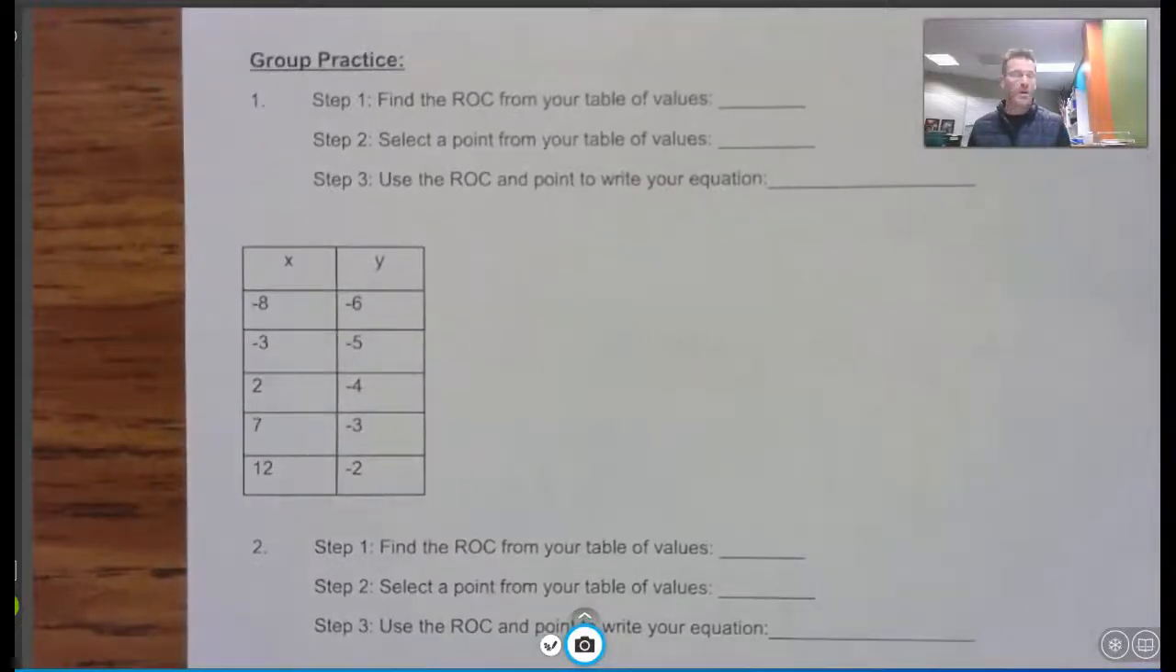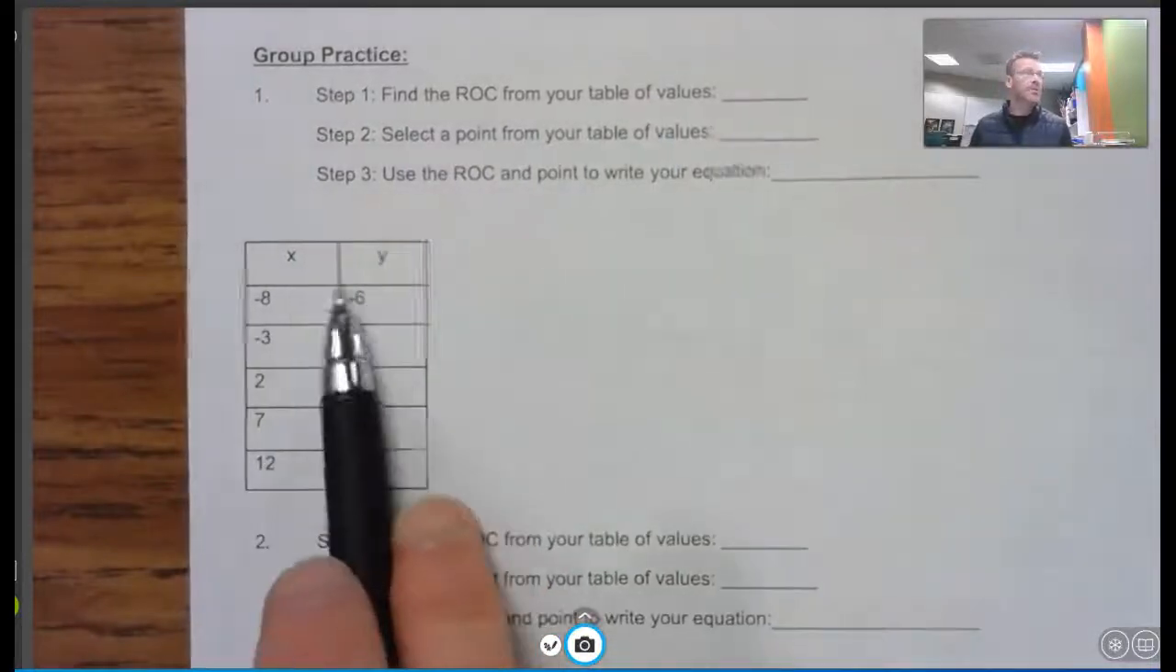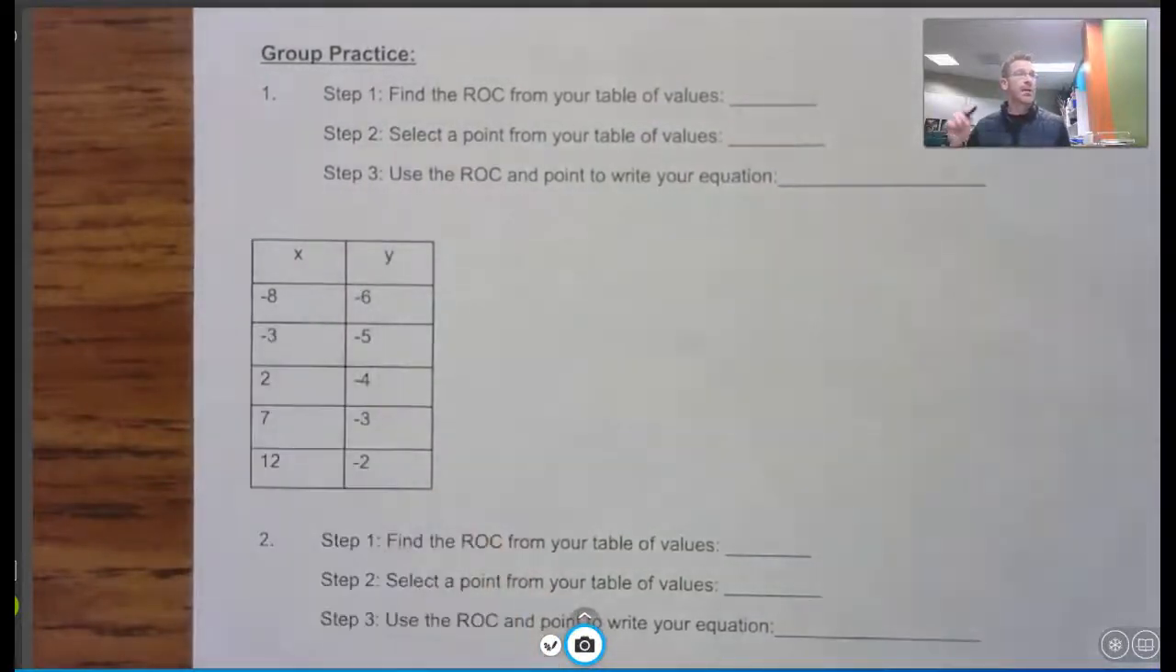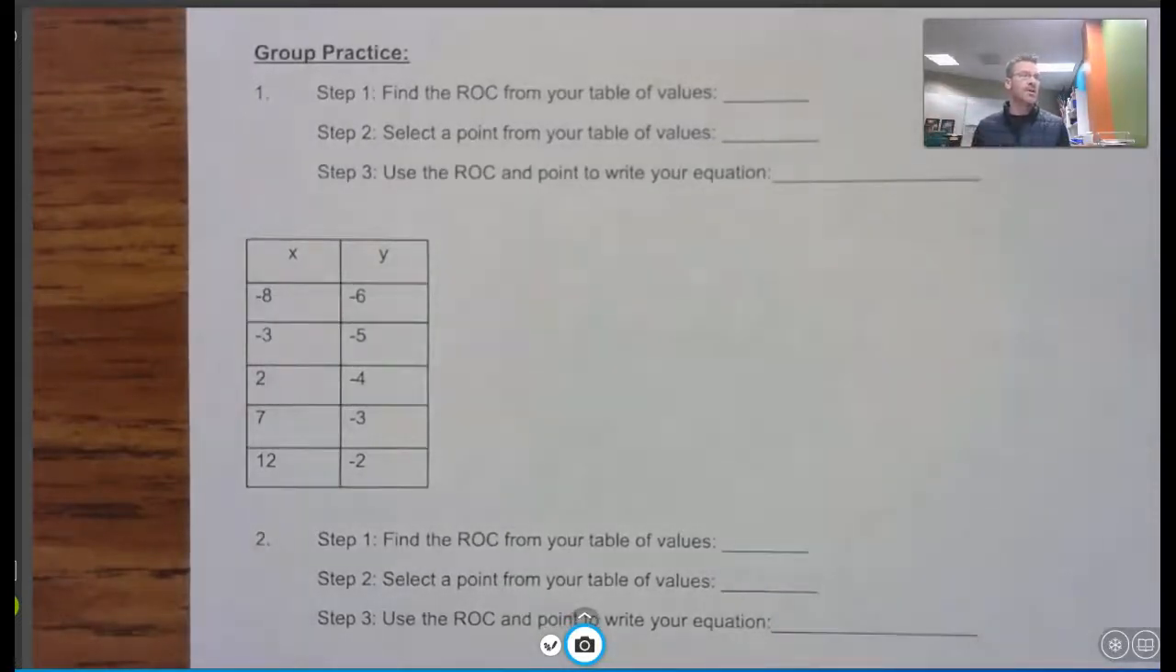So let's look at problem 1 here. What I want to do is just kind of go back and forth here a little bit, to have you do a little bit of work. So what I want you to do is find the rate of change in this table, and then think about what kind of function it has to be because of that rate of change. So pause the video, find that rate of change, and then turn it back on.